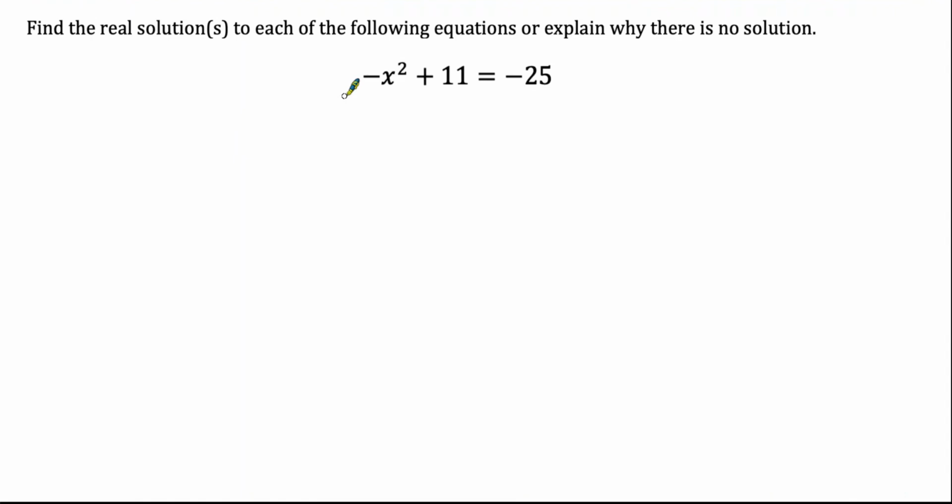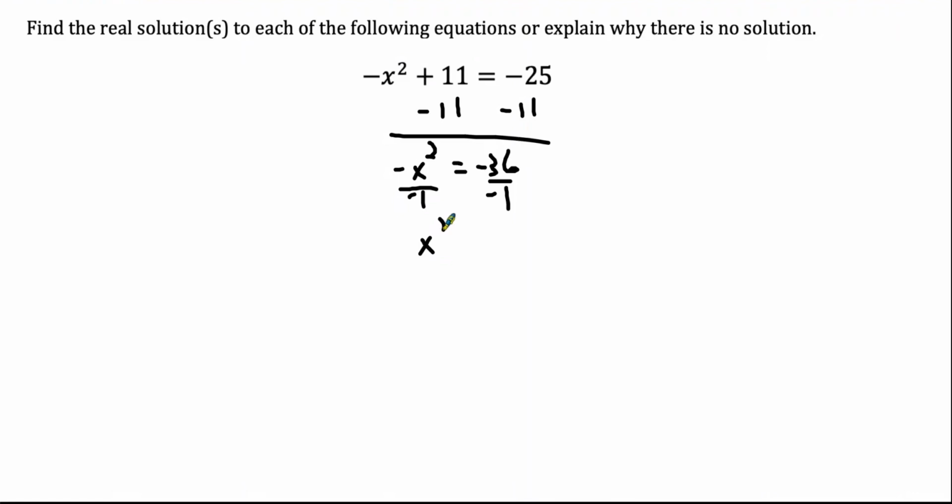On number 10, I want to get x squared by itself. So I'll start by subtracting my 11 over. So we'll get negative x squared equals negative 36. I still have to get rid of this negative sign to get x squared by itself. So I will then divide both sides by negative 1 and get x squared equals positive 36. So now, to undo the square, I can take the square root of both sides. Square and square root cancel out. We get x by itself. And the square root of 36, don't forget your plus or minus, has two answers, so plus or minus 6. So my two answers are both negative 6 and positive 6.